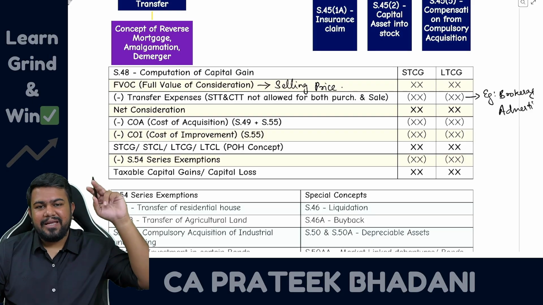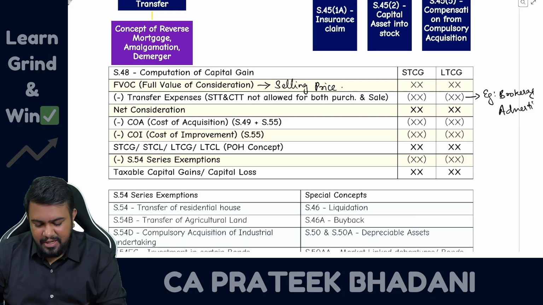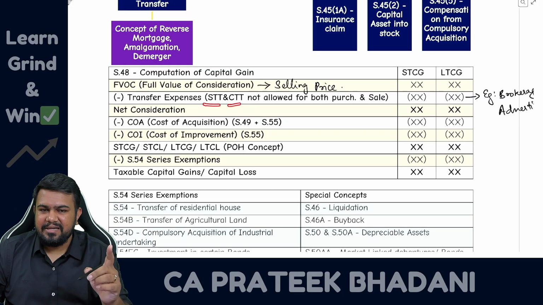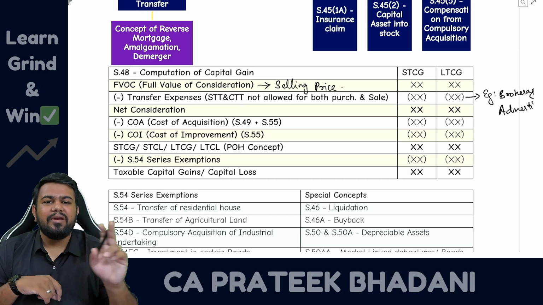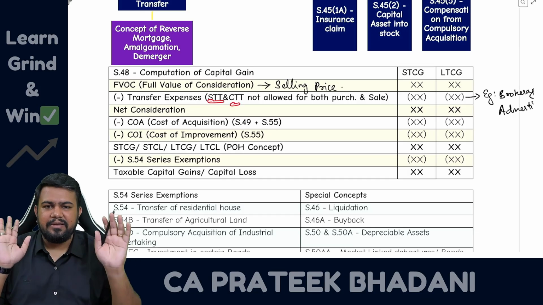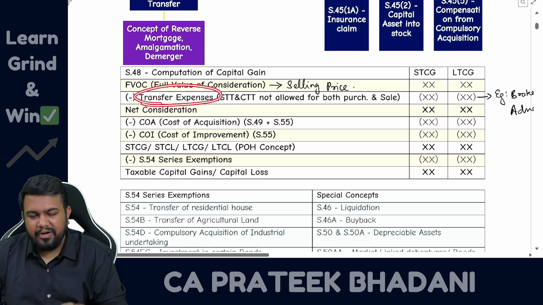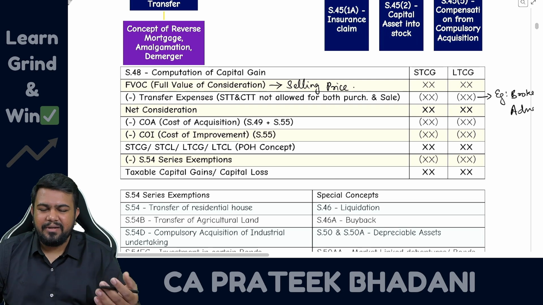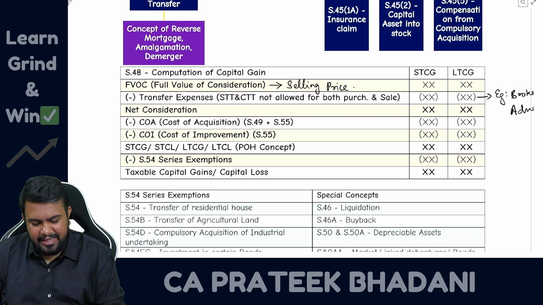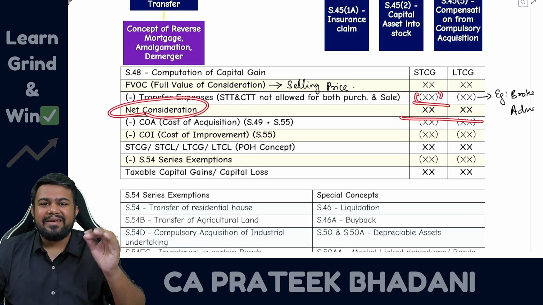In PGBP, that is profit and gains of business or profession, you can reduce STT and CTT, but in capital gains, you cannot reduce STT and CTT. Fine. So STT and CTT are not transfer expenses. Other than that, whatever expense you incur to make the sale happen will be called transfer expense that you can reduce. So balance amount will be called what? It will be called net consideration.